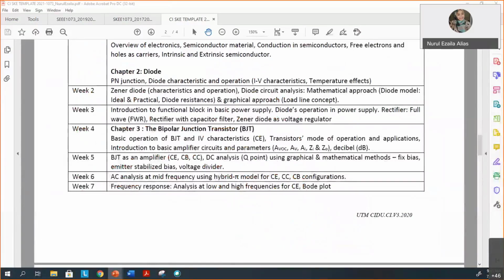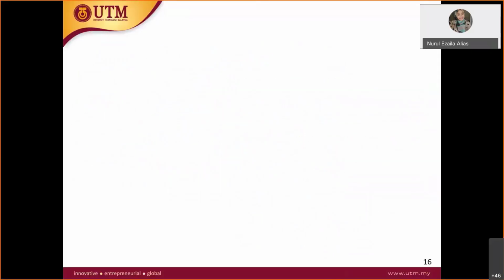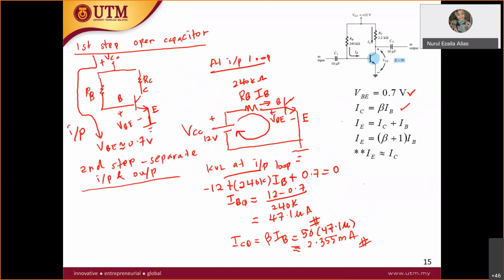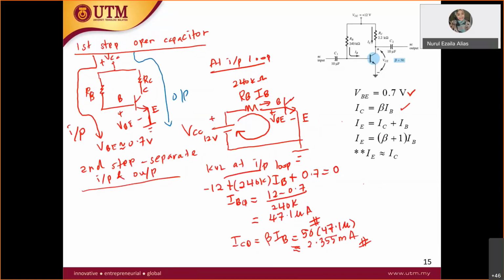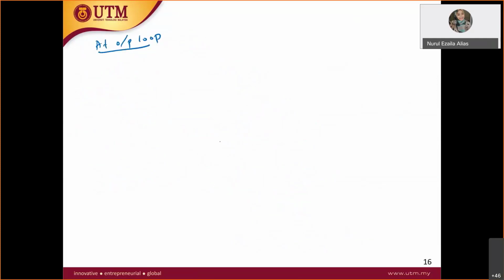So this is for the input loop. Now let me show you the output loop. Here, you are solving this loop, the output part. This one is the input part. At the output loop, you have to draw your BJT again.